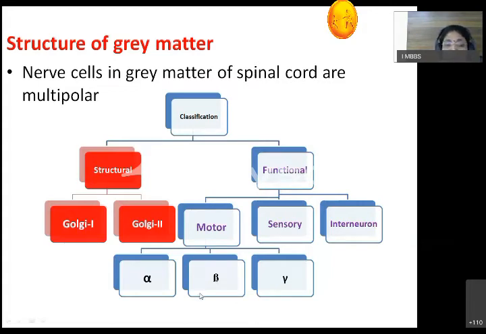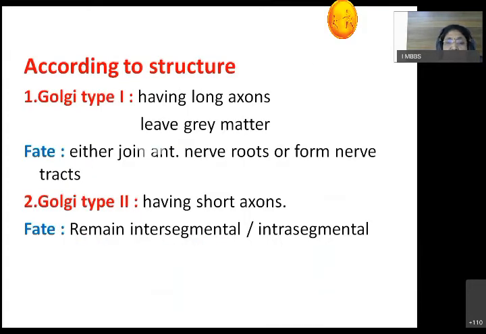Now let us see about the structural classification of nerve cells. According to structure, the nerve cells in the gray matter of spinal cord are of two types. Number one is Golgi type 1 and another is Golgi type 2. What do you mean by Golgi type 1? In Golgi type 1, the cells have a long axon. So as the cells have a long axon, they will leave the gray matter.